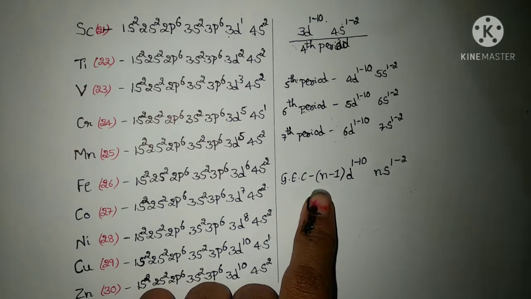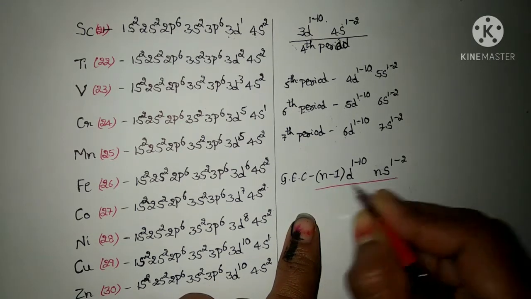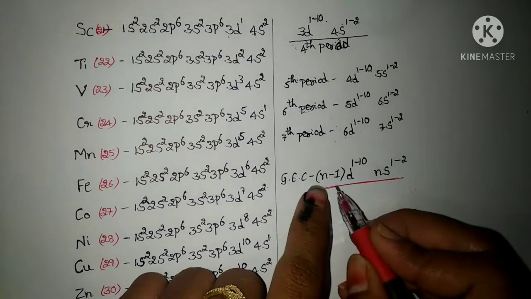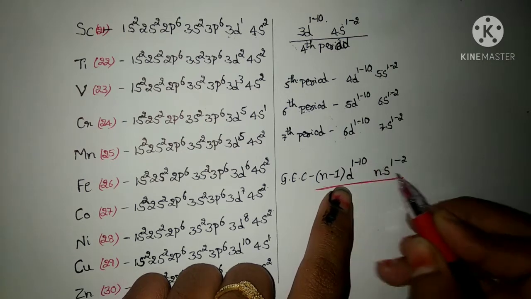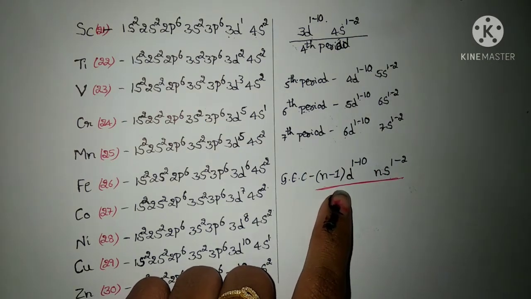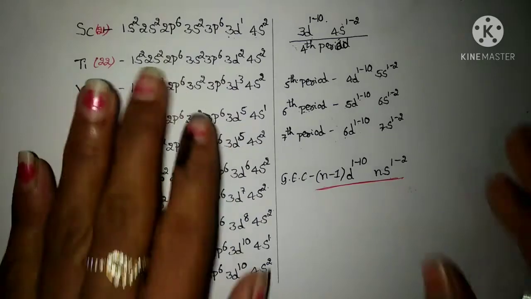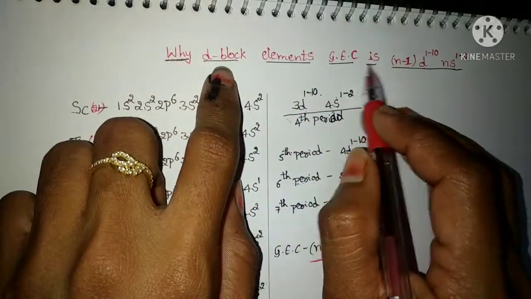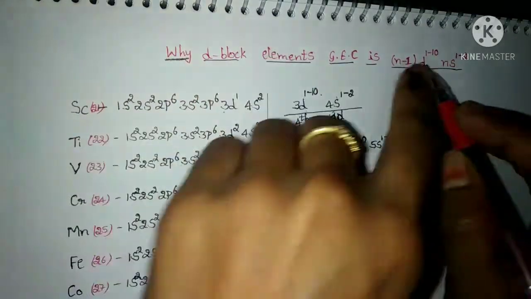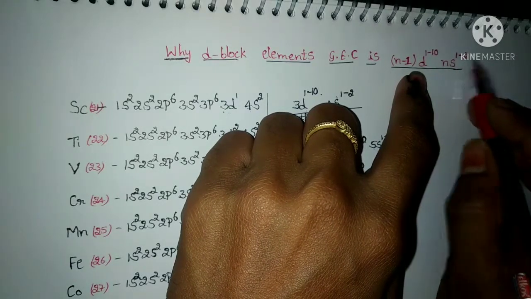Now you understood how d block elements got this general electronic configuration: (n-1)d 1 to 10, ns 1 to 2. Clear, students? That is how d block elements got the general electronic configuration (n-1)d1 to 10, ns1 to 2.